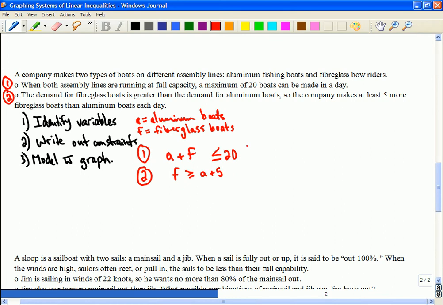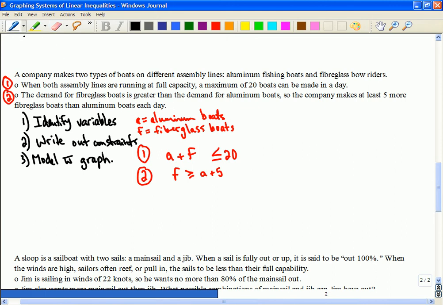So if you're not sure about how to set up your inequality, if you tested something, let's say I made 1 aluminum boat that day, then fiberglass would have to be greater than or equal to 6. So 1 to 6, that meets the constraints, right? I could also be greater than, so I could be 7, 8, 9. This models the situation properly. So if you're not sure, you can always test it by putting some numbers into your inequalities.